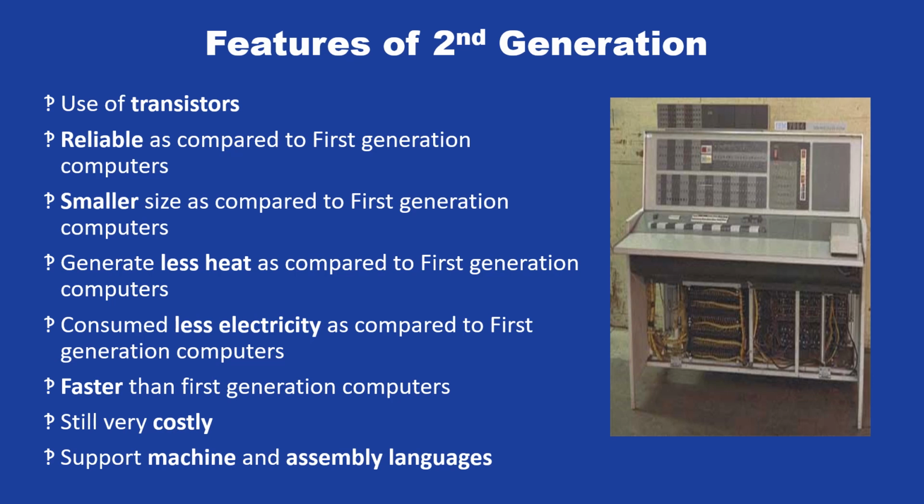They used transistors, and when we compare to the first generation computers, they were reliable, smaller in size, generated less heat and consumed less electricity, faster and still costly. And instead of machine language, they used assembly languages.